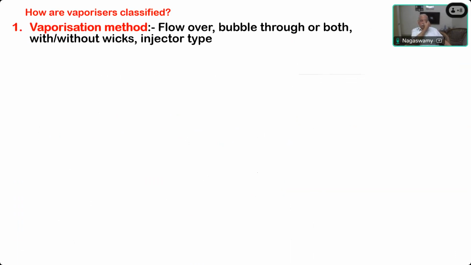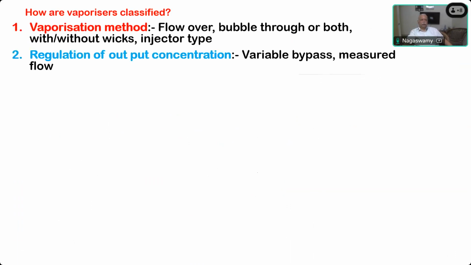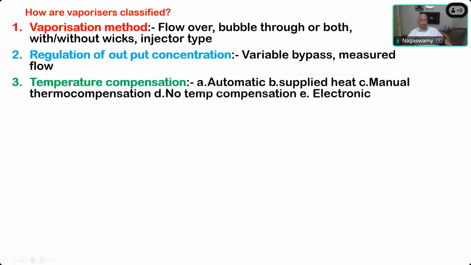So the first method is vaporization method. As I told you earlier, maybe a draw over or a flow over vaporizer, or a bubble through in the boyle bottle, with or without wicks, or injector type. These are all the various methods of vaporization. Then regulation of output concentration, either by bypass, variable bypass, or measured flow, which I told you again. And third is temperature compensation, whether there is automatic temperature compensation or you have to give supplied heat, or manual thermocompensation, or no temperature compensation.